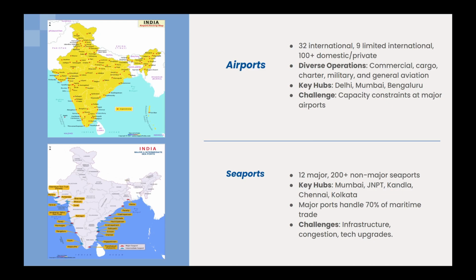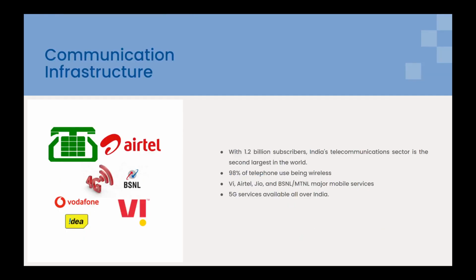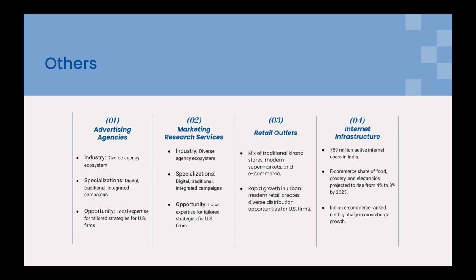Although they are contending with infrastructure and congestion issues, looking at the communication infrastructure, with 1.2 billion subscribers, India's telecommunication sector is the second largest globally, predominantly wireless, offering nationwide 5G coverage.